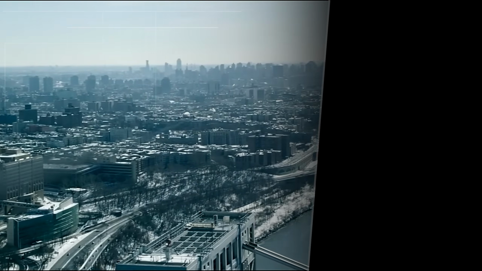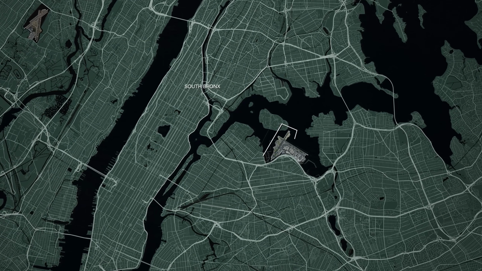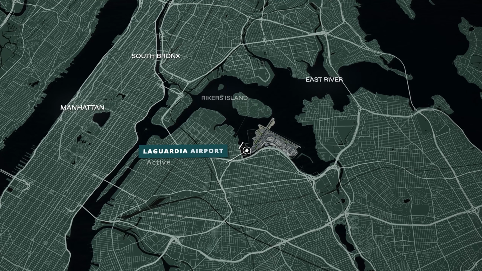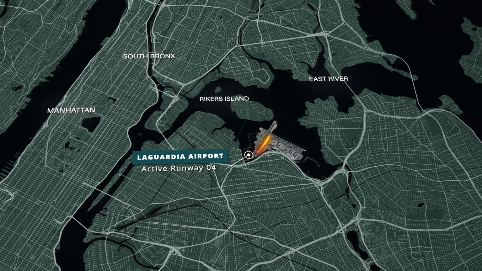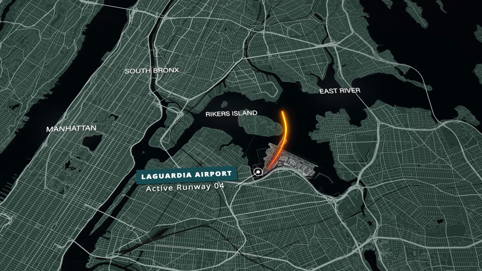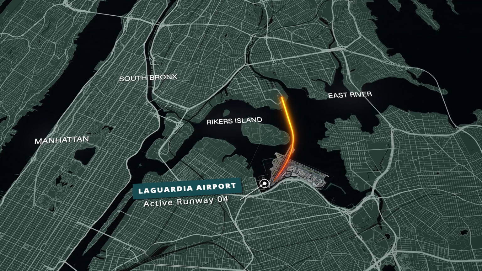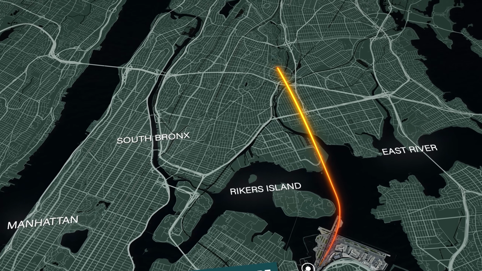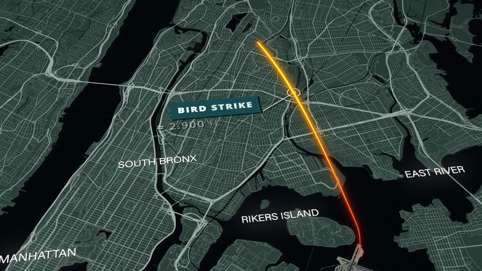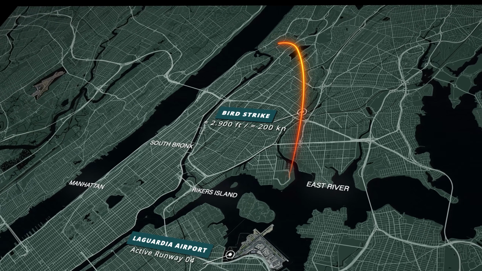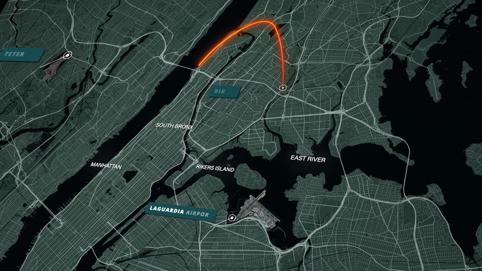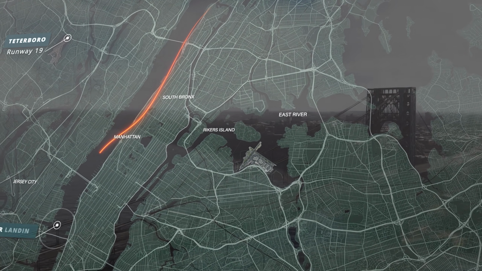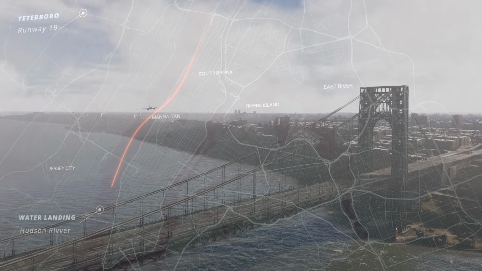Hello and welcome. In today's video, we look at what is probably the most documented emergency landing in aviation history. U.S. Airways Flight 1549 departed from LaGuardia Airport in New York on January 15, 2009, bound for Charlotte in North Carolina. 2 minutes after takeoff, at approximately 2,800 feet above the Bronx, the Airbus A320 collided with a flock of geese, resulting in total engine failure.